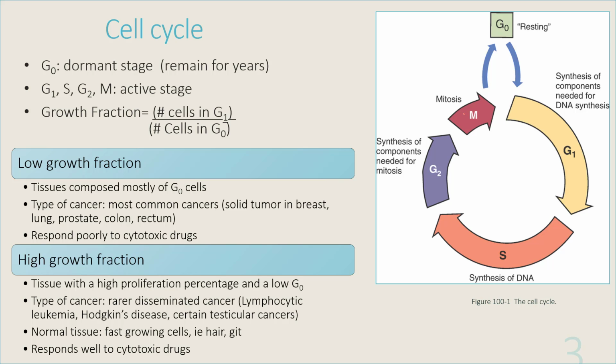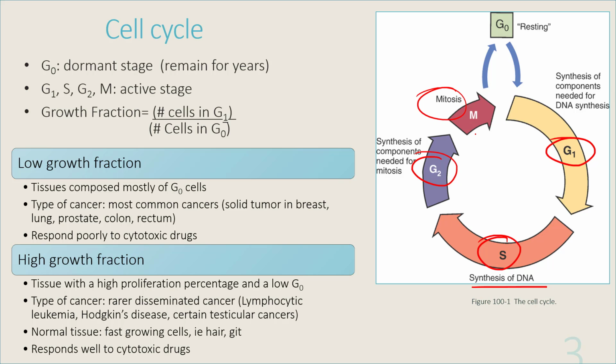This is just a picture of the cell cycle. What we have over here is the cell cycle, where you have, first of all, G1, synthesis of components needed for DNA synthesis. Then the S phase is where the DNA itself is synthesized. G2 is when you've got other components needed for mitosis. So this would be the formation of more cytoplasm, more organelles, more phospholipids, and all that kind of stuff in order for cell division to occur.